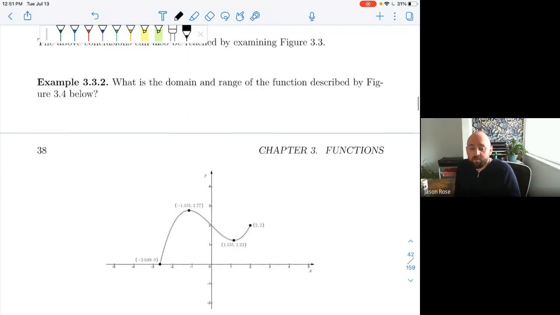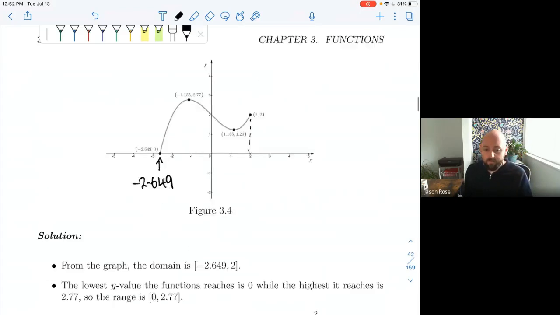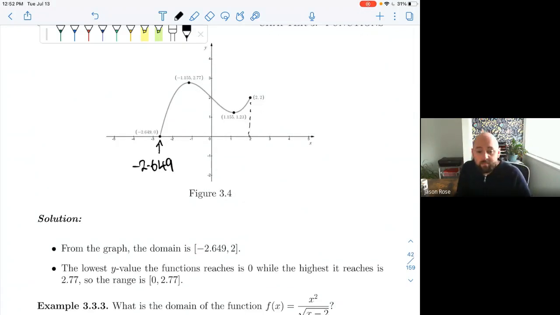You can also think about domain and range just when looking at a graph. This is covered too, but the domain is all the possible numbers that you can put into the function. So based on where the graph starts and ends, this number here, if you look carefully, it's -2.649. And where it stops is at 2. So the domain is -2.649 to 2.